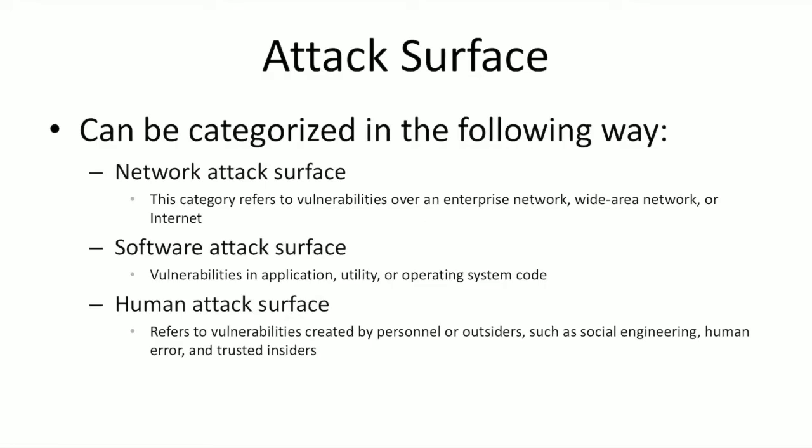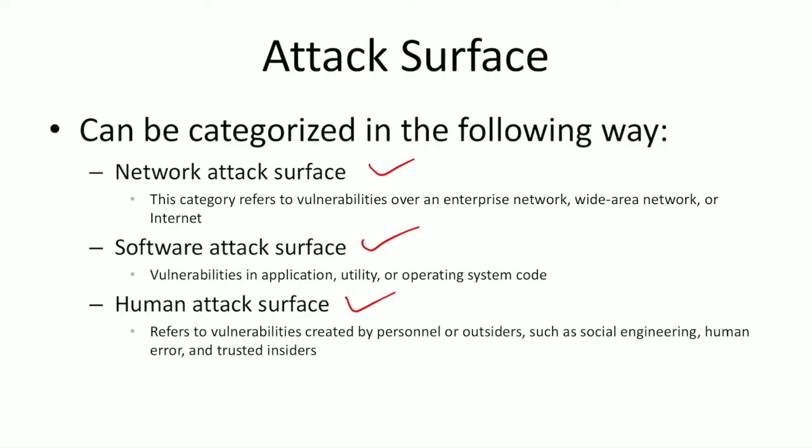Attack surface can be categorized in the following three ways: network attack surface, software attack surface, and human attack surface. The network attack surface category refers to vulnerabilities over an enterprise network, wide area network, or the internet. Included in this category are network protocol vulnerabilities, such as those used for denial of service attacks.